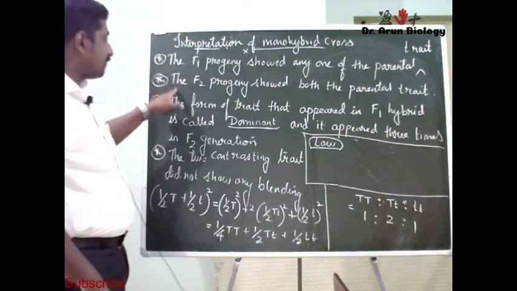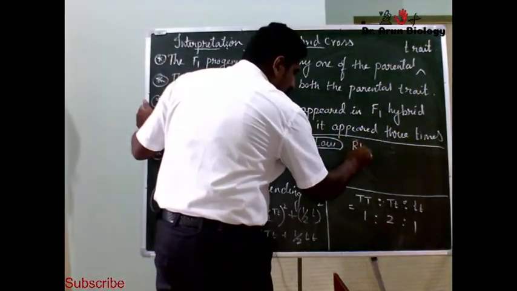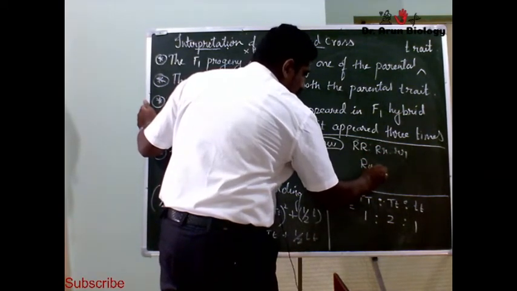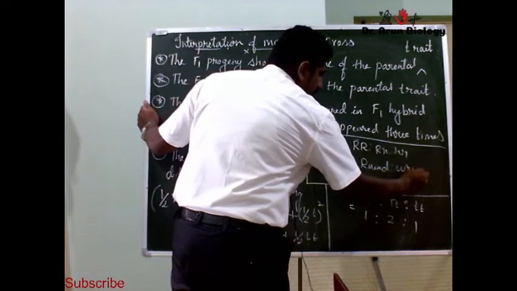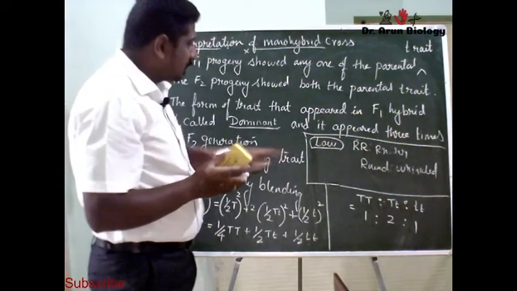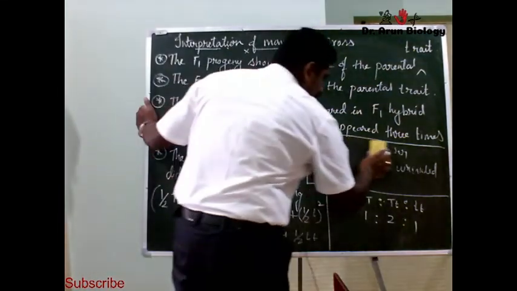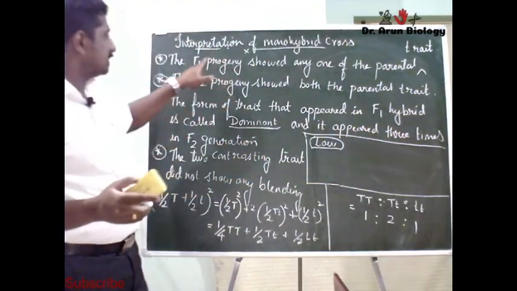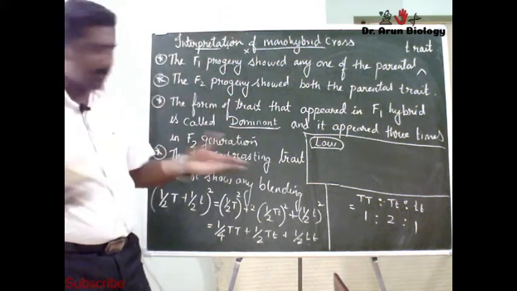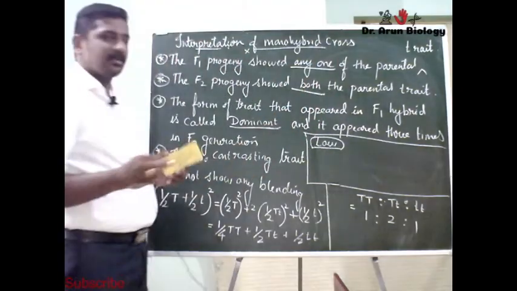Second point, the F2 progeny showed both the parental traits. That's why we got a ratio of capital R capital R, capital R small r, small r small r. We got round is to wrinkled. Wrinkled was not obtained in the F1 generation, we obtained it in the F2 generation. So the F2 generation had both the parental traits. That is the second observation. First observation was the F1 progeny showed any one of the parental traits. F2 progeny showed both the parental traits. So here the key word is any one of the parental traits. Both the parental traits appeared in F2.